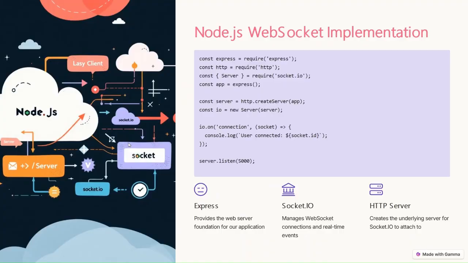So here is some implementation. You can see, guys, that is the Node.js WebSocket implementation, whatever code I have written here. Then here you can see what Express will do, what Socket.io will do, what the HTTP server will do. I have given some points: Express provides the web server foundation for the application. Socket.io manages the WebSocket connection and real-time events. And the HTTP server creates the underlying server for Socket.io to attach to. I will explain that in detail, guys, when we write the code. So now we'll move to the coding section.